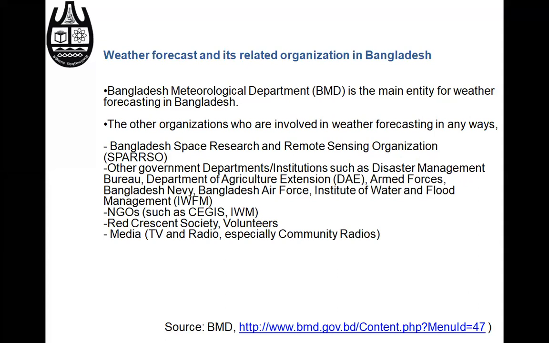indirectly, because they are not responsible for forecasting the weather, rather they are involved in assisting the organization in different ways. For example, SPARSO, Bangladesh Space Research and Remote Sensing Organization, one of the government bodies under the Defense Ministry, is also responsible for different other purposes. We are going to see that after a couple of slides. And they are also assisting the Bangladesh Meteorological Department in many different other ways.